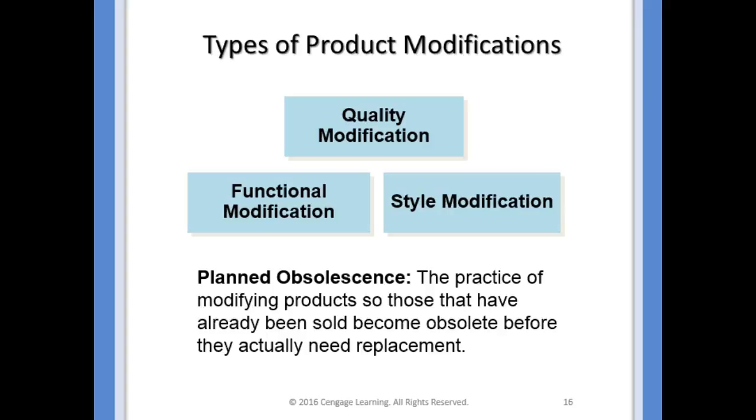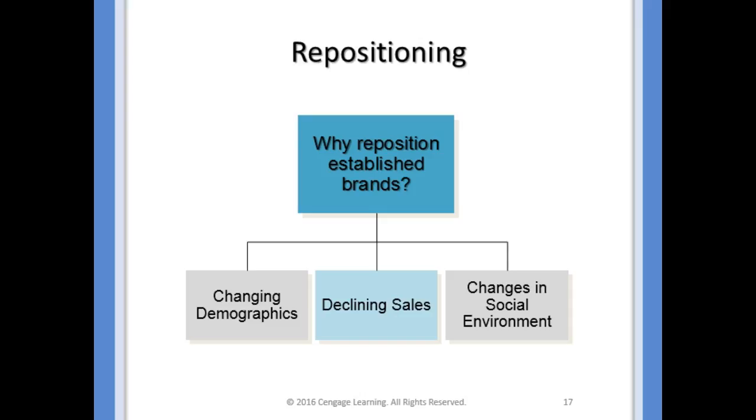All right, these are where you change just simple things. You don't change the product itself, just maybe the color of the product. Everything is the same, but just the aesthetics are a little different. Second way of adjusting product items, product lines, and product mixes is by repositioning. Remember, repositioning is just changing the consumer's perception of the brand. Changing demographics, declining sales, or changes in the social environment often motivate firms to reposition their established brand. So those are the 3 things that could cause repositioning.